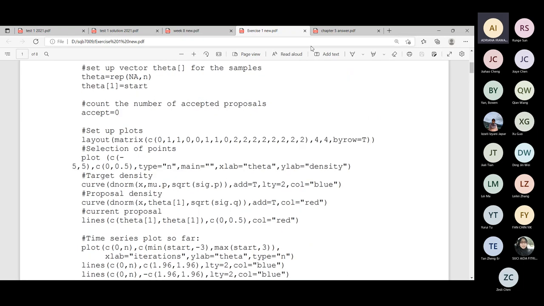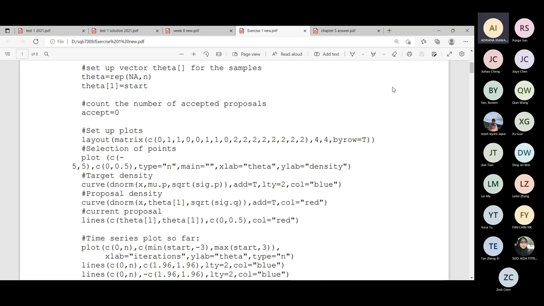The first part is you have to have a vector for theta. Why do we need a vector? Because we want to store the values of your theta. So you have to initialize your theta as a vector of n, and then you start here. If you want to count the number of accepted proposals, you put accept as 0.